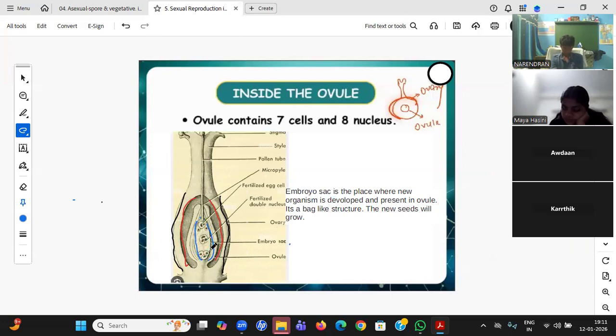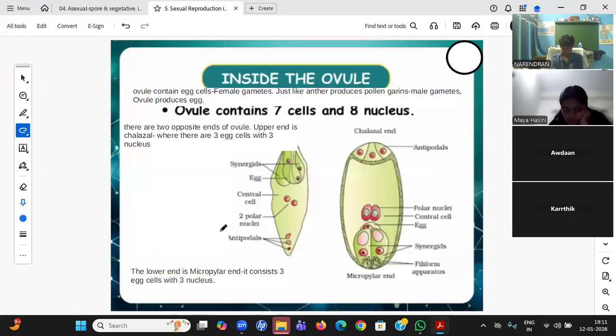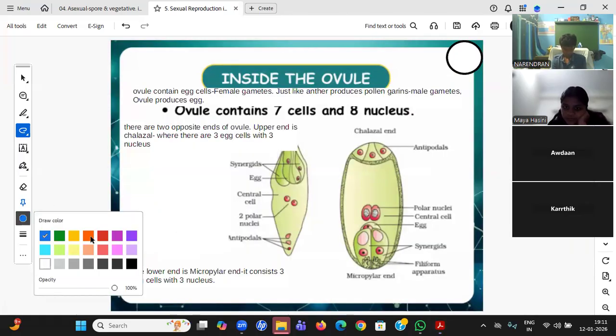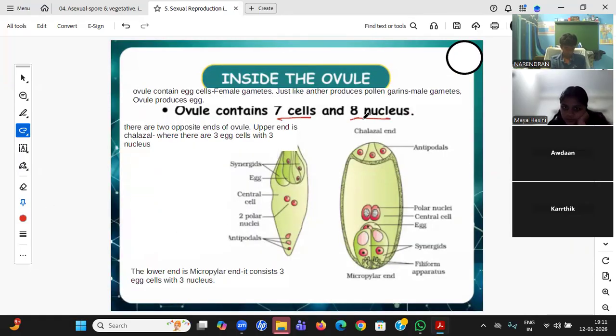Now let us see what is inside this embryo sac, or what is inside this ovule. Students, in the ovule we have 7 cells and 8 nuclei. I am writing it clearly: 7 cells, 8 nuclei. You should not get confused, sir. Each cell will have 1 nucleus, but it is not a printing mistake. We have 7 cells and 8 nuclei.